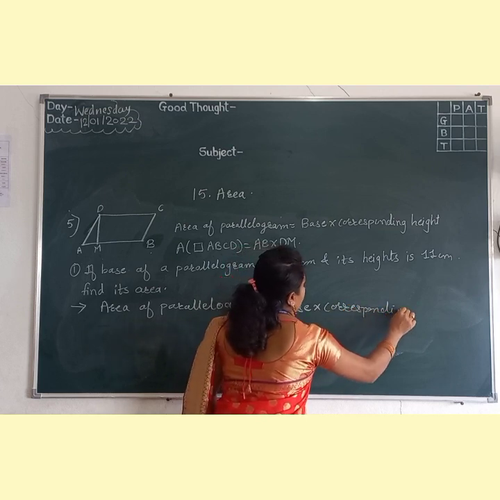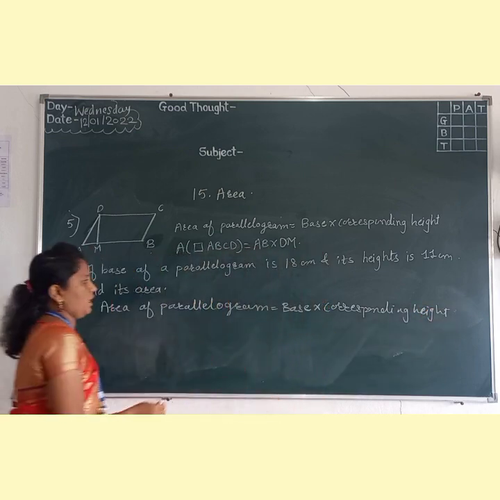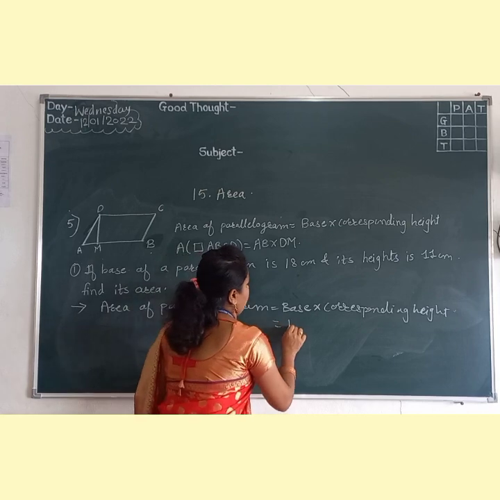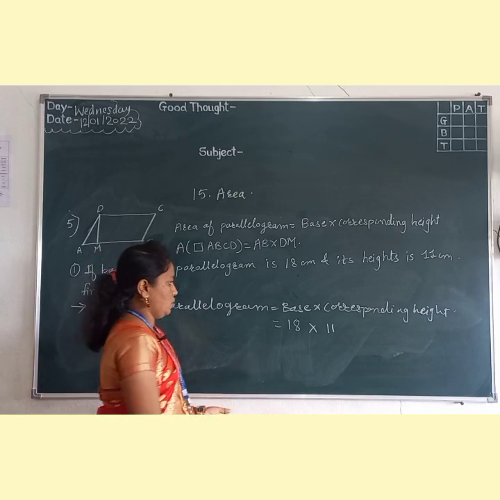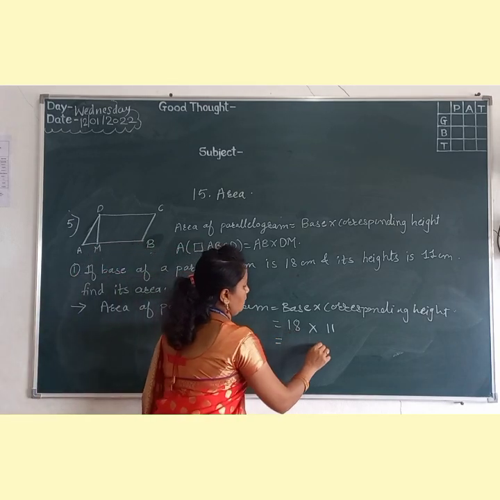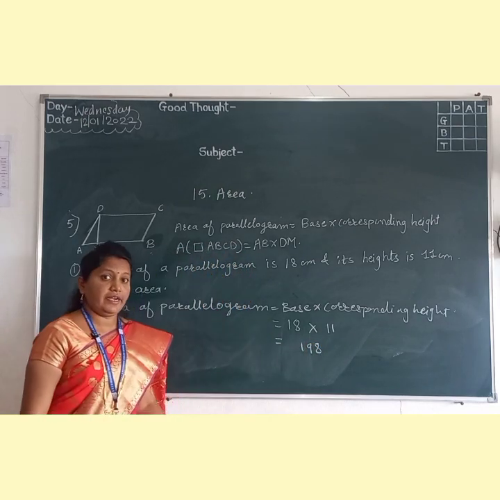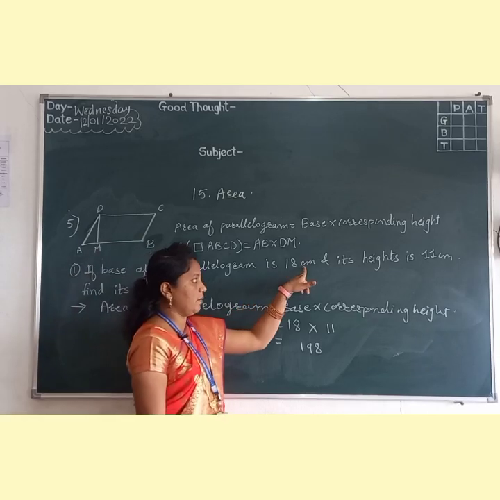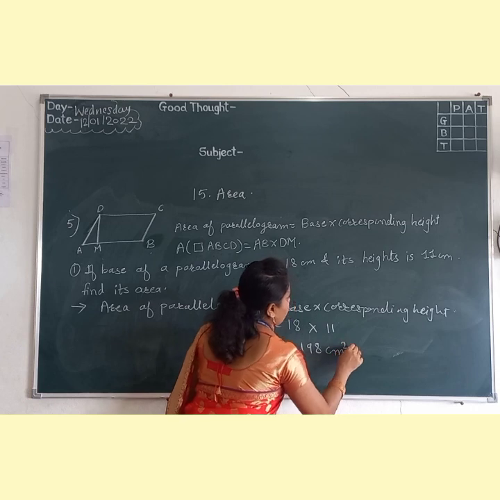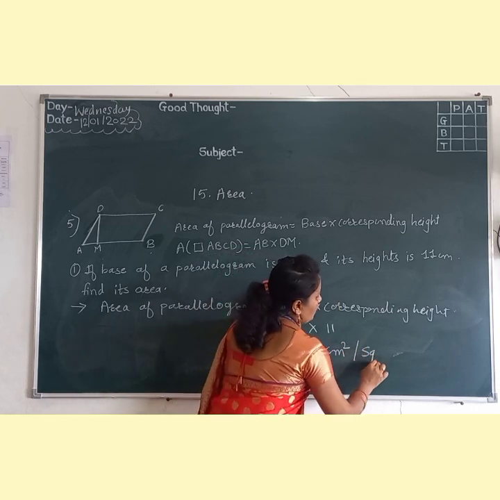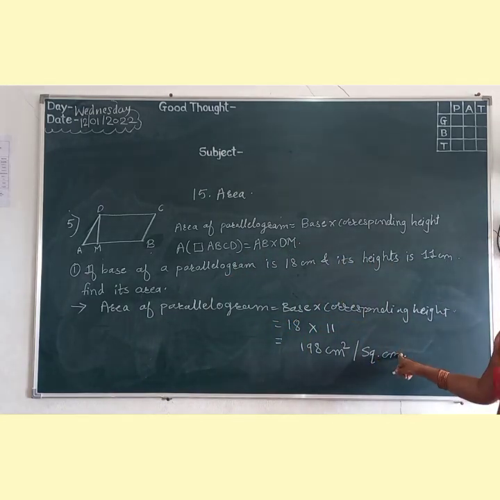Then next step, you put the values in that equation. You know the base is 18, multiplied by height 11. Then multiply these two numbers: 18 ones are 18, 18 ones are 18, 198 centimeter square. Here centimeter is given, and when you calculate the area the unit will be centimeter square. By this way you calculate the area of a parallelogram.